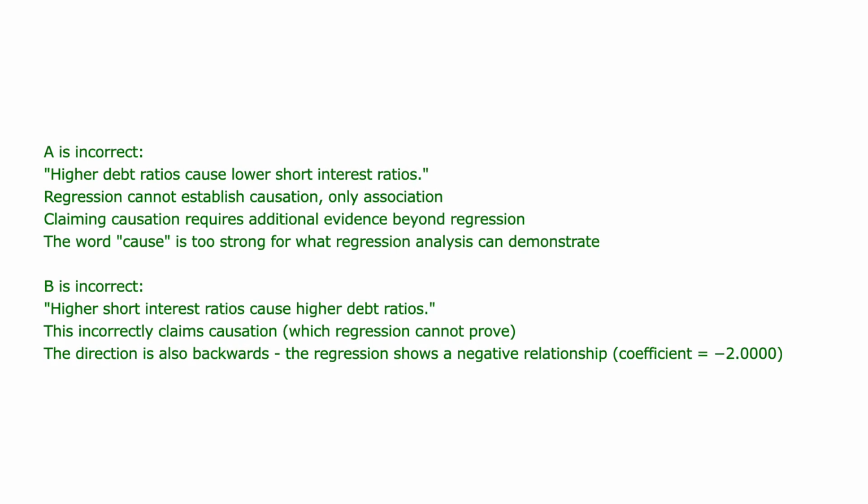The relationship is statistically significant because the absolute value of the t-statistic, minus 2.69, is greater than the critical value, 2.0001. The negative slope coefficient, minus 2.0000, indicates that as the debt ratio increases, the short interest ratio decreases, making choice B's direction incorrect. Choices A and B are incorrect because the word "cause" overstates what can be demonstrated through regression alone.